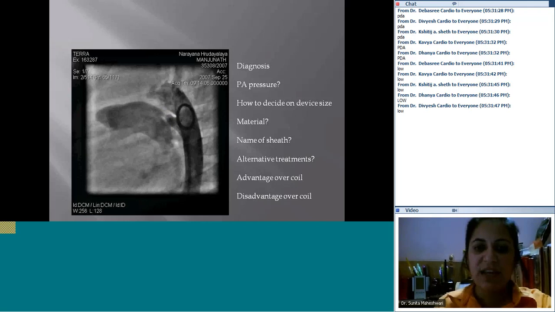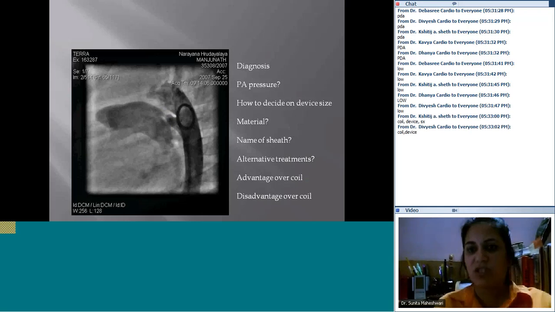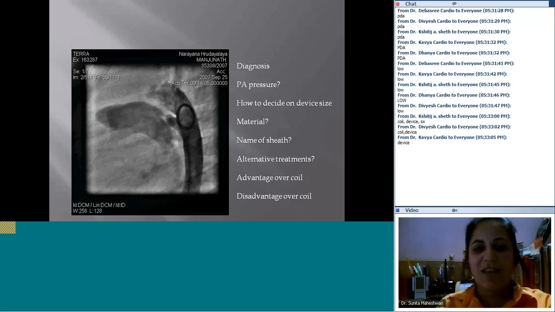Now, in this kind of case, what would you like to close this PDA with? What are your options to close the PDA? Anyone? What would be your option number 1? The coil, device or surgery? I think surgery in this day and age we can skip. Okay, so device. In a lot of centers now we started only using devices, so a lot of you don't know how to put in a coil. But this PDA is actually ideally suited for a coil closure because you have a long ampulla, so you can put many loops in. It's quite restrictive, so it's a very good PDA for coil closure.